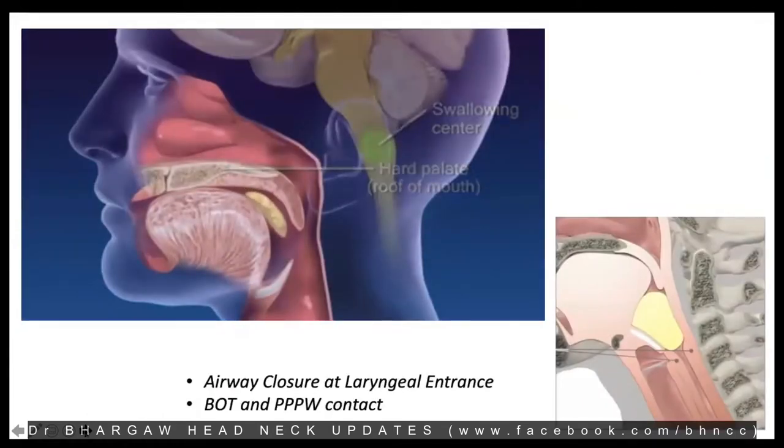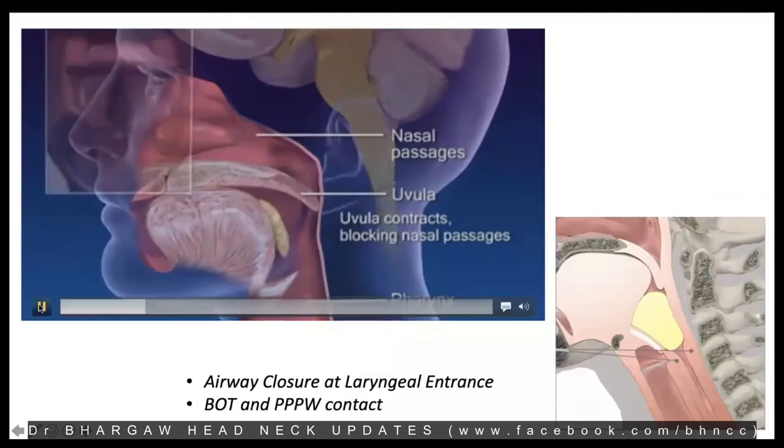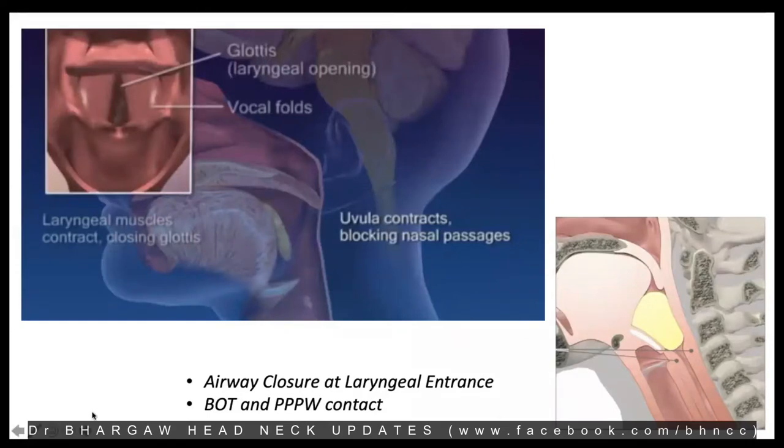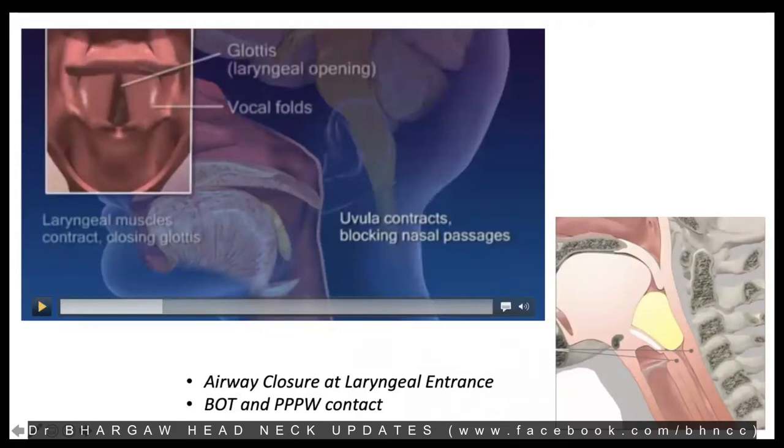There are 2 important things to remember when rehabilitating a head and neck cancer patient. One is the airway closure at the laryngeal entrance, and the other is the base of tongue to the posterior pharyngeal wall contact. Okay, let's discuss the airway closure at the laryngeal entrance.